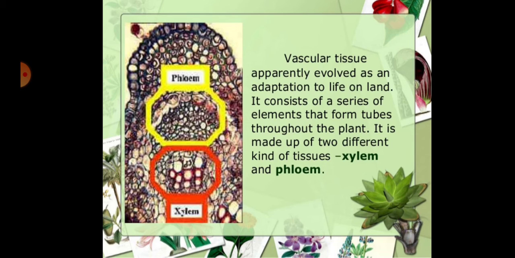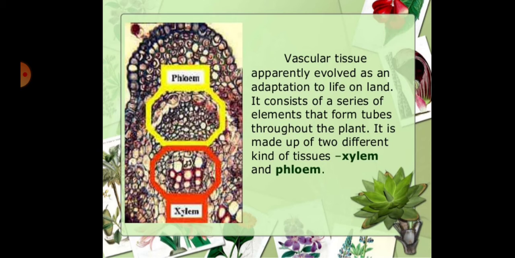Vascular tissues apparently evolved as an adaptation to life on land. First of all, this kind of tissue is found in pteridophytes, and vascular tissues are not found in bryophytes, its previous group. It consists of a series of elements that form tubes throughout the plant body, and it is made up of two different kinds of tissues, xylem and phloem.